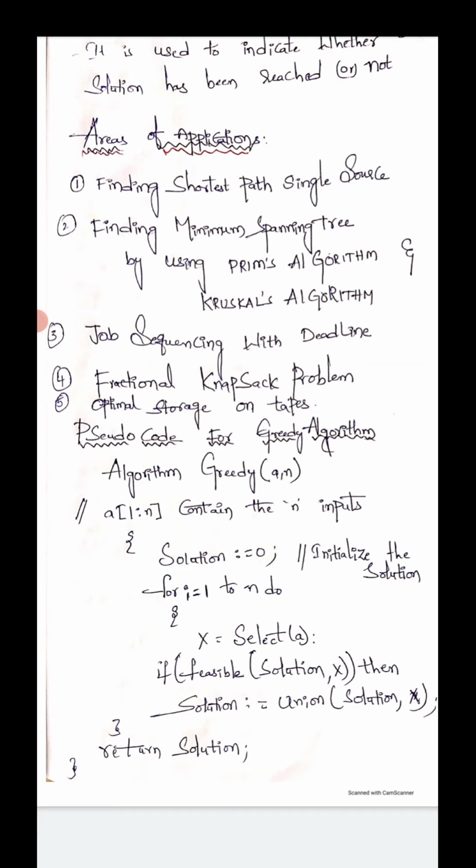Next, the function union combines x with the solution and updates the objective function. So the function greedy here describes the essential way that a greedy algorithm works once a particular problem is chosen. The functions subset, feasible, and union are properly implemented in this algorithm. Okay, this is the pseudocode for a greedy algorithm.